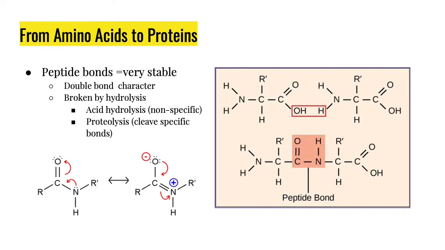So amino acids are joined together by peptide bonds, which are very stable because of their double bond character, and this results because of the resonance. To break this bond, you have to use hydrolysis, which can include acid hydrolysis, which is non-specific, or proteolysis, which cleaves specific bonds.